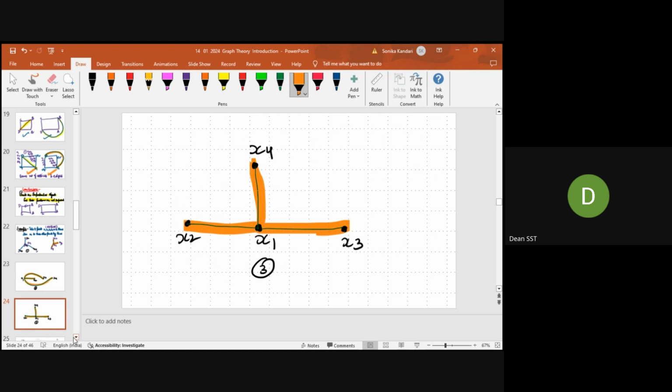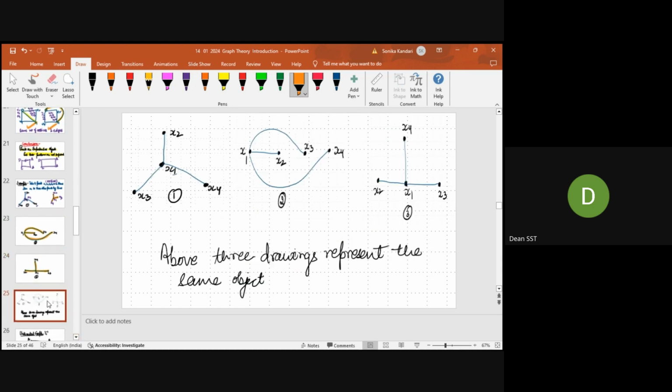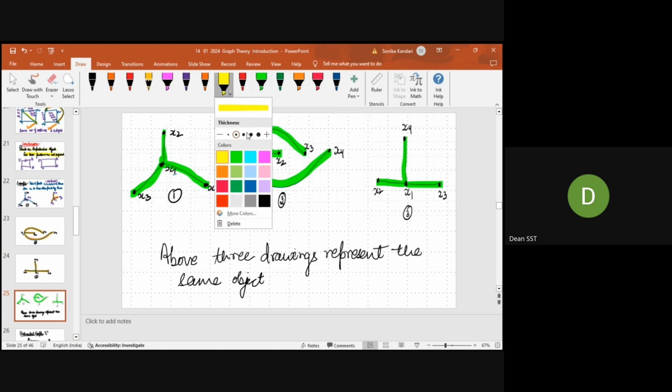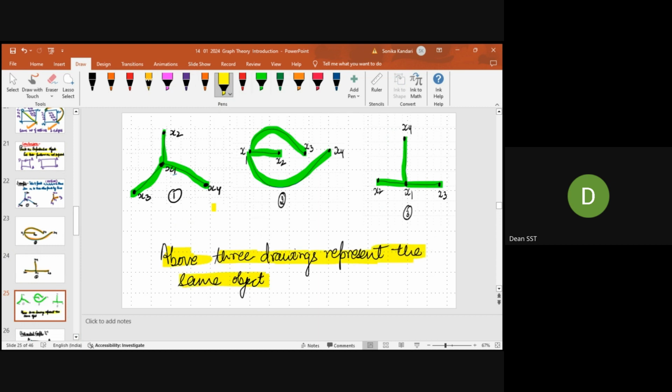So we have seen different ways of joining the vertices of a graph. These were 3 ways. First one, x1 is at the center, x2, x3, x4. Second way, x1 to x2, x1 to x3, and x1 to x4. Third way, x1 to x3, x1 to x2, and x1 to x4. And we can say that the above three drawings represent the same object. Is it clear, class?